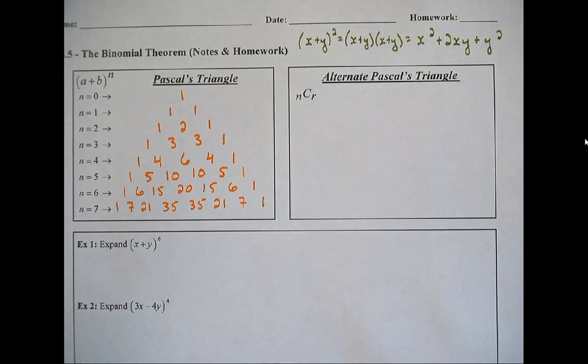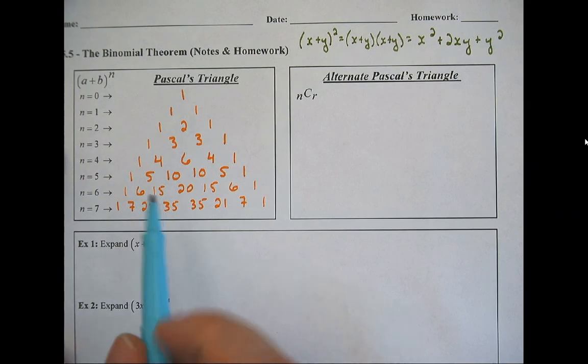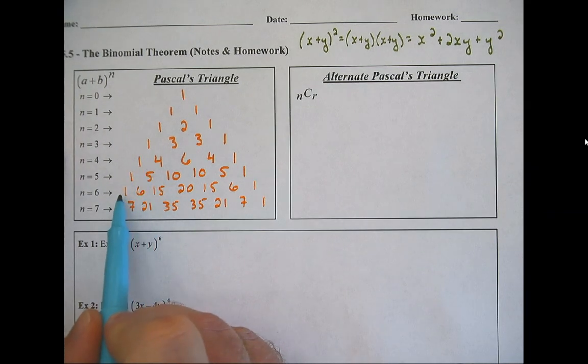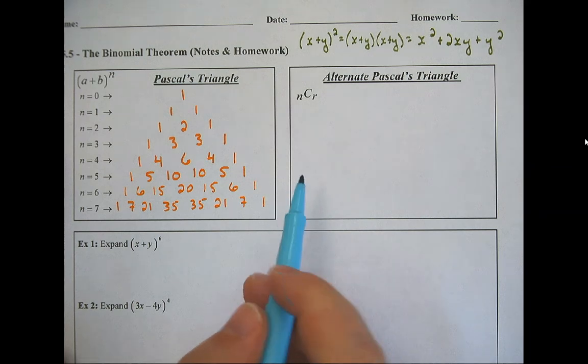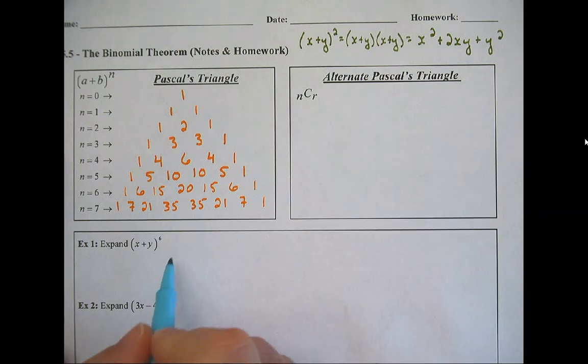So let's try it with this first one. First of all, I'm going to list my coefficients. I'm doing this row. Now spacing is always kind of weird here.